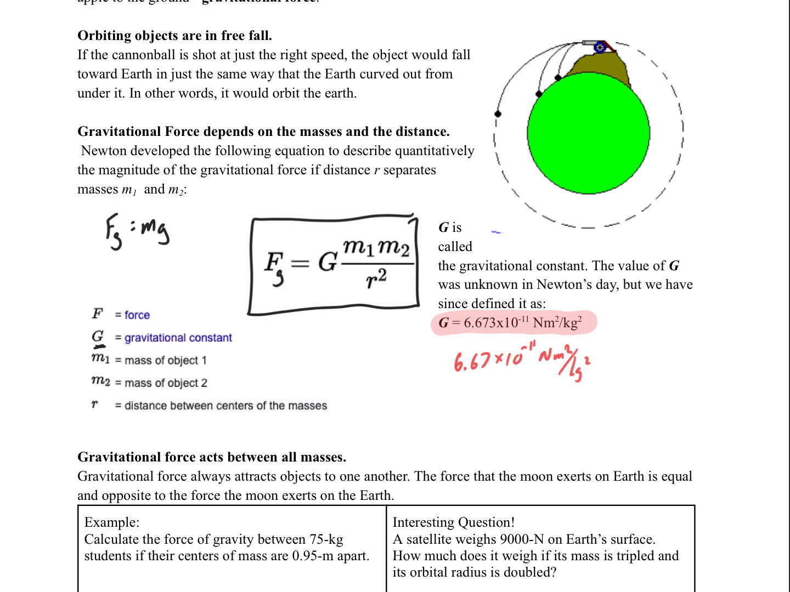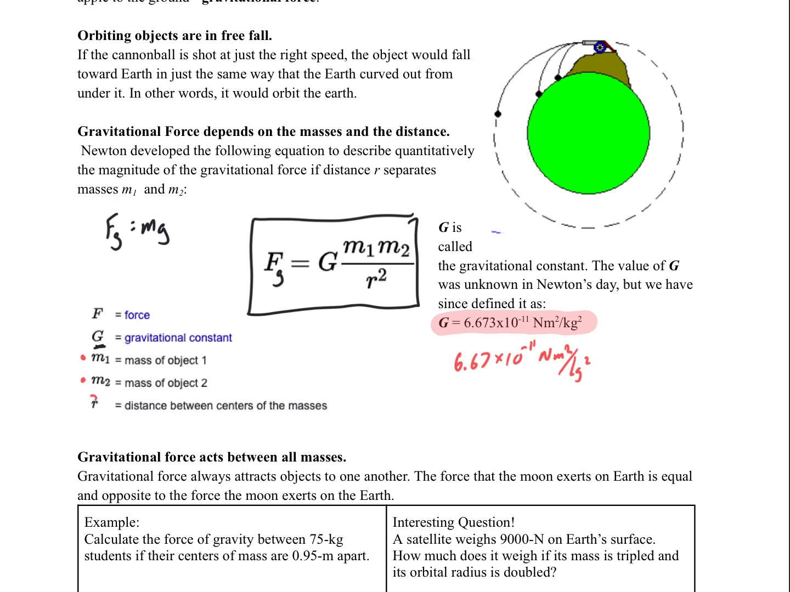M1 and M2 are the masses of the objects. And so basically, in a nutshell, anything that has mass creates gravity. So the Earth creates gravity that brings us to the Earth. We actually have gravity that brings the Earth to us. The sun and the solar system has gravity, and it gets bigger and bigger and bigger. So basically, anything that has mass has gravity.